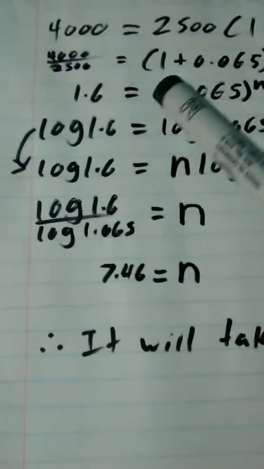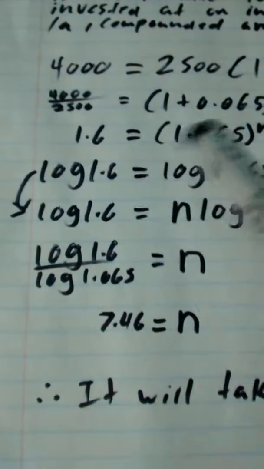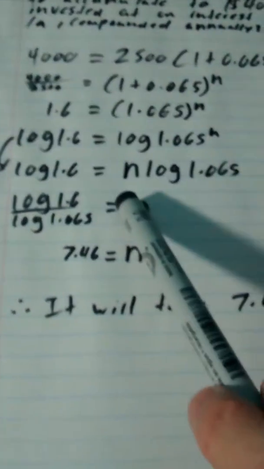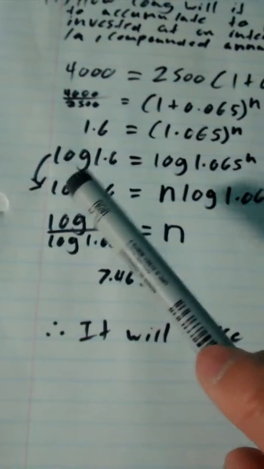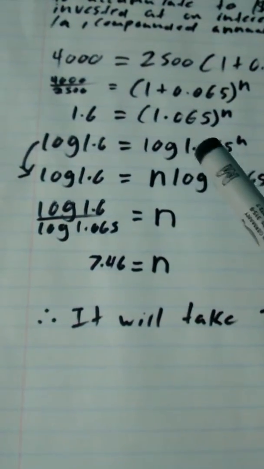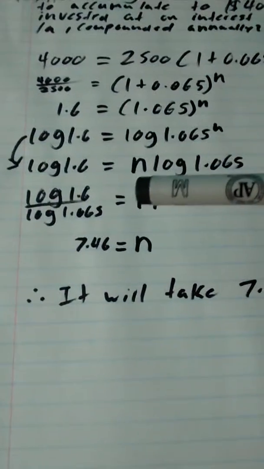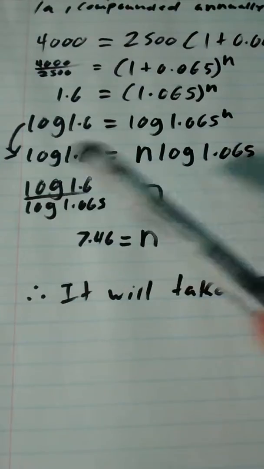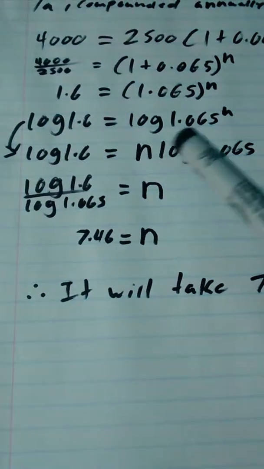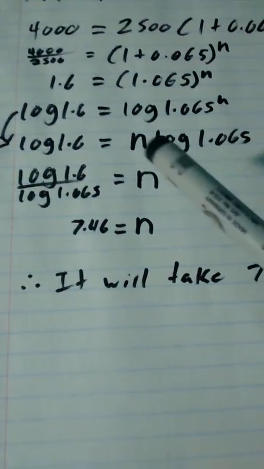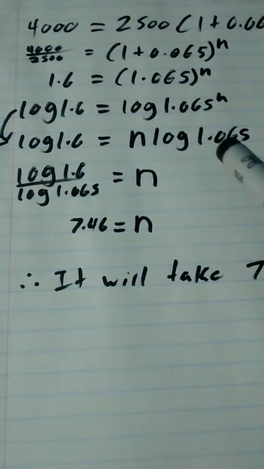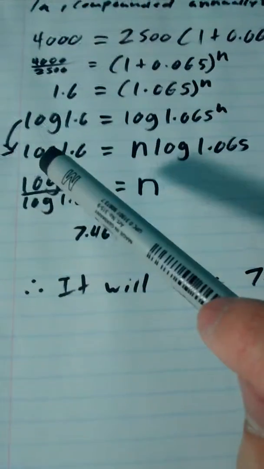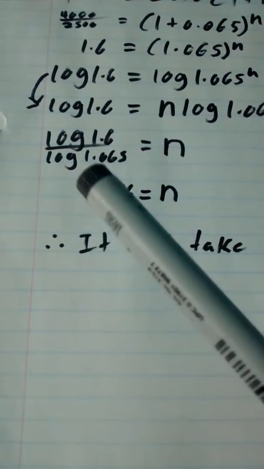Now we simply did what we did in question 13, where we found the logs of both sides, and then we used the log law to isolate for n. So we have log 1.6 equals log 1.065 to the power of n, and knowing the log law states that we can put the n in the front, we have log 1.6 equals n log 1.065. Then we divide by log 1.065 on both sides to isolate for n, and we get log 1.6 divided by log 1.065 equals n.